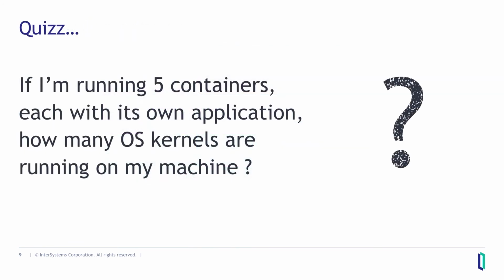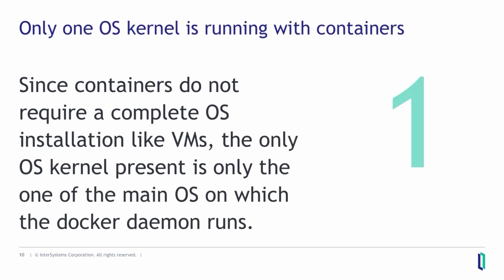So just a quiz. If I'm running 5 containers with its own application in each, how many OS kernels are running on my machine? And obviously, the answer is 1, which is now obvious, but not so common when you have the habit of thinking about VMs. So again, keep in mind the only OS you have is where Docker is installed, whatever it is: a desktop, a cloud, or a typical classic server.